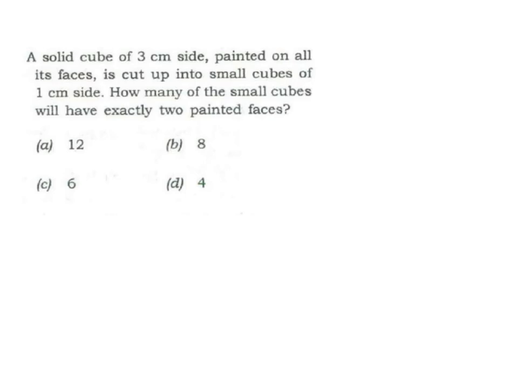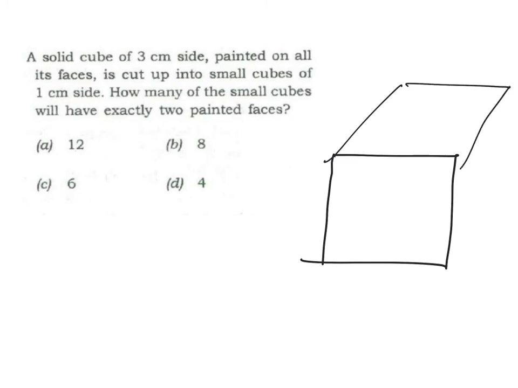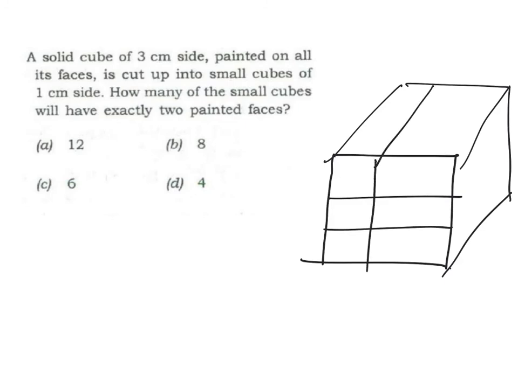A solid cube of 3 centimeter side is painted on all faces. It is cut into small cubes of 1 centimeter side. How many of the small cubes will have exactly 2 faces painted? Assume that this is a cube like this. So you are cutting it into 1 centimeter each. So it will be like this.